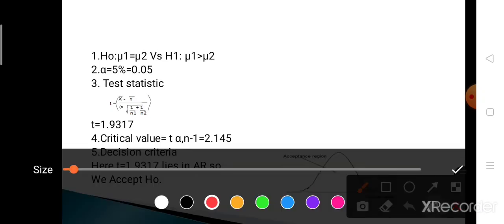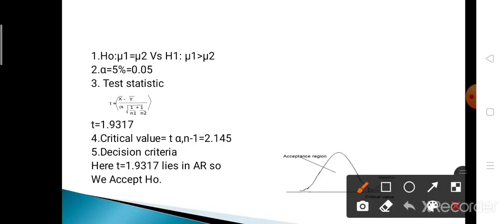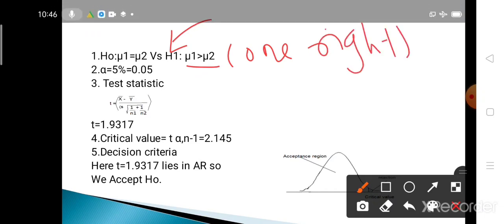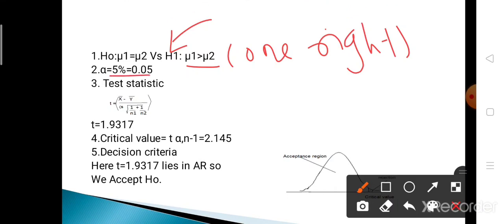Now what is the first step involved in the testing of hypothesis? The first step is to formulate the null and alternative hypothesis. In the example, we are given the null and alternative hypothesis H0: mu1 is equal to mu2 versus H1: mu1 is greater than mu2. Greater than mu2 means the given test is a one-sided right test. In the example, what is the alpha value we are given? Alpha is 5%, that is 0.05. Now the test statistic formula is T is equal to x bar minus y bar divided by S into square root of 1 upon n1 plus 1 upon n2.